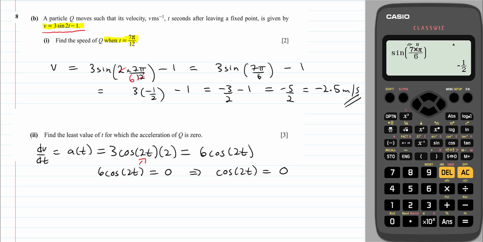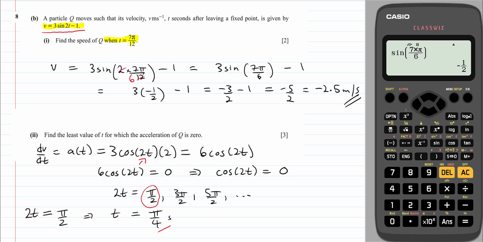So therefore we're going to get 2t equal to pi over 2, 3 pi over 2, 5 pi over 2, etc. We want the least value for t, so that's going to be this one here, pi over 2. So therefore 2t is going to be equal to pi over 2, and that means that t is equal to pi over 4, and we can put the unit seconds. Okay, so that is question 8.